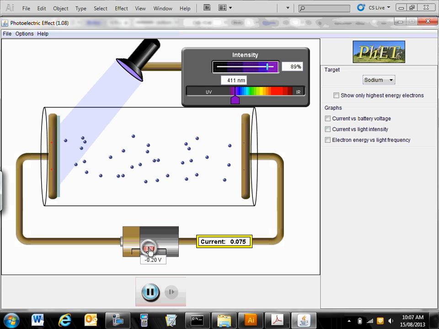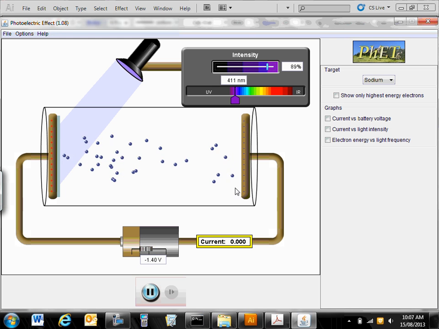And if I turn it down so we just don't have a current, it's very hard for me to manipulate this toggle here using what I'm using, but if I can get that moment where they just don't make it, the most energetic electrons, so we've still got a current there.